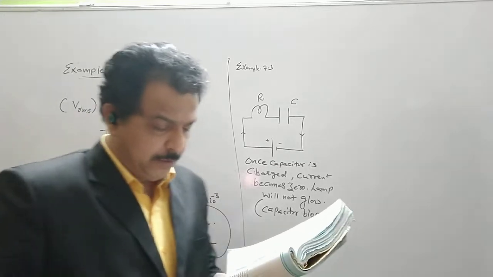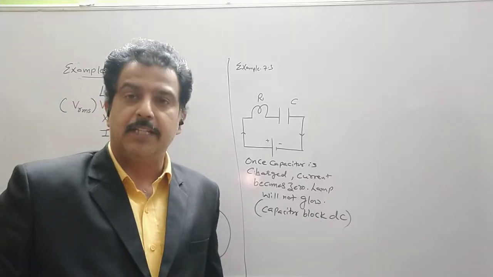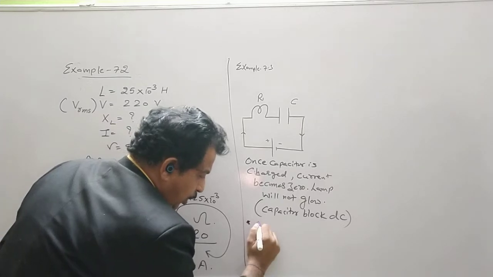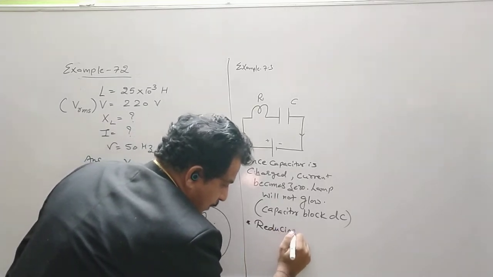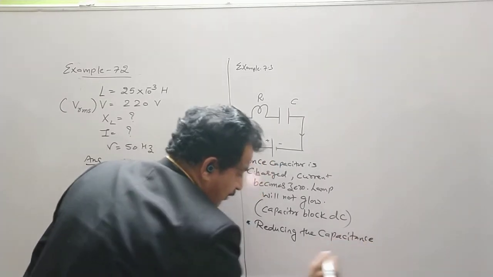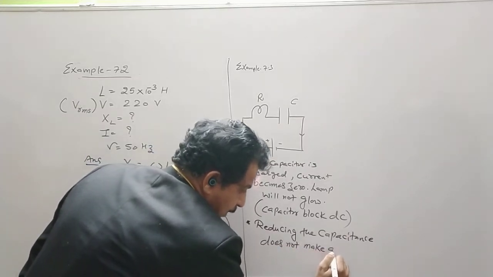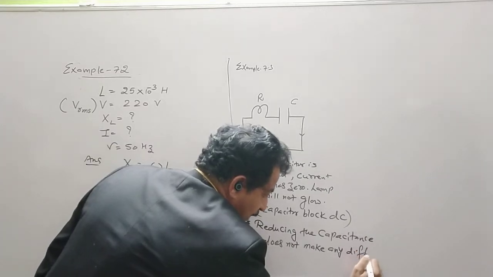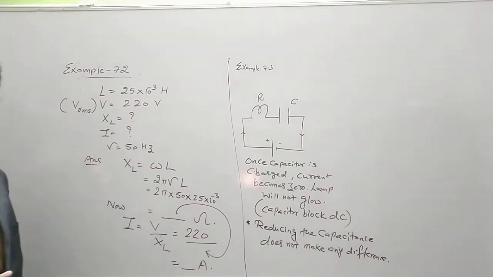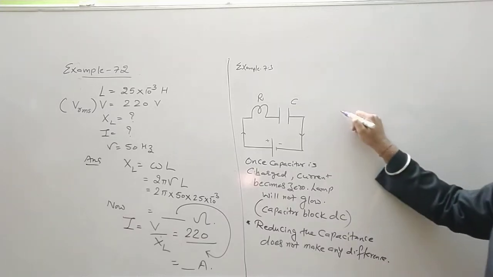Then we have a second part. What happens in each case if the capacitance of the capacitor is reduced? Reducing the capacitance of the capacitor does not make any difference, because the bulb will not glow whether the capacitor value is C or C by 2. It will block DC. So in the case of DC, the lamp will not glow.